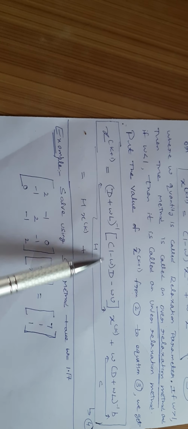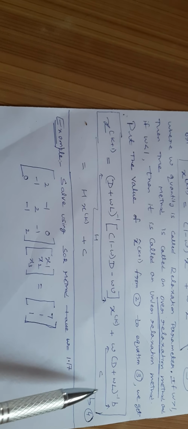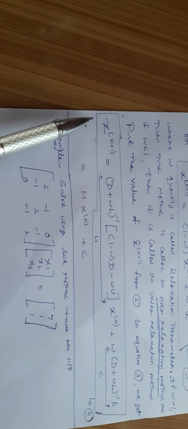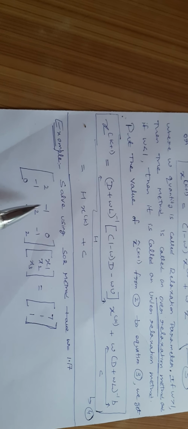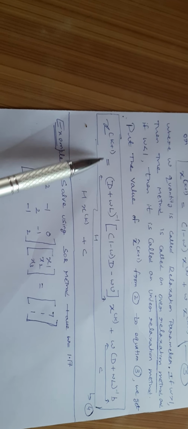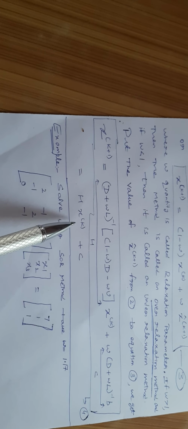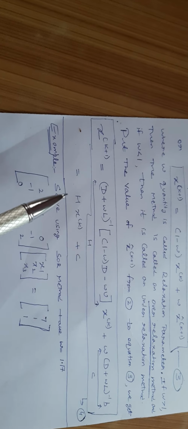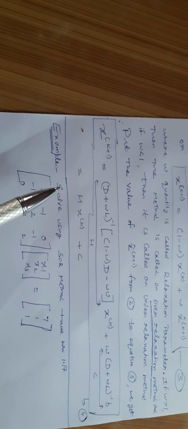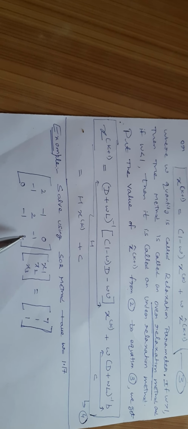So if we substitute the values in this formula number 4, we get our required iteration formula, and by substituting the initial values starting from 0 0 0, we get the next approximation. After doing 5 iterations, we get the required answer.